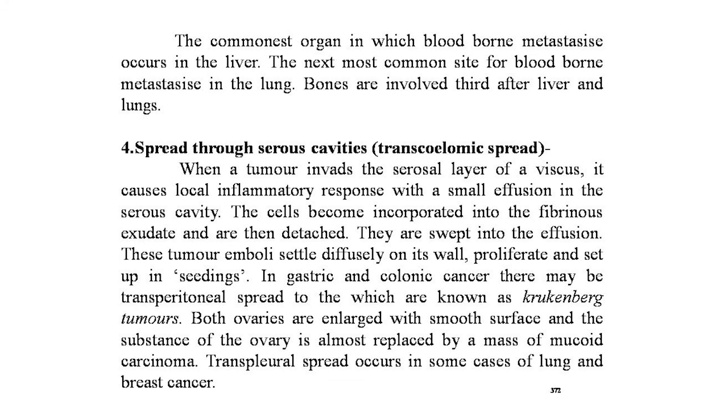In gastric or colonic cancer, there may be transperitoneal spread to the ovaries, which are known as Krukenberg tumors. Both ovaries are enlarged with a smooth surface, and the ovary is almost replaced by a mass of mucoid carcinoma. Transperitoneal spread occurs in some cases of lung and breast cancers.